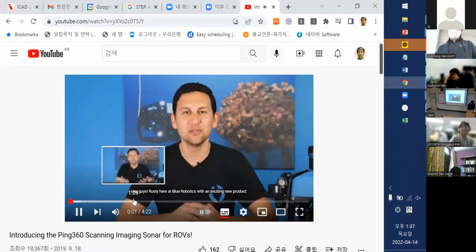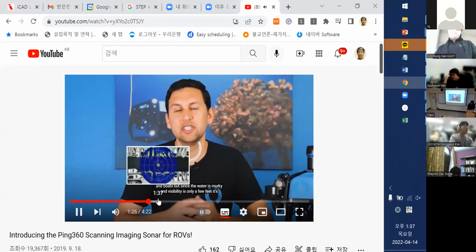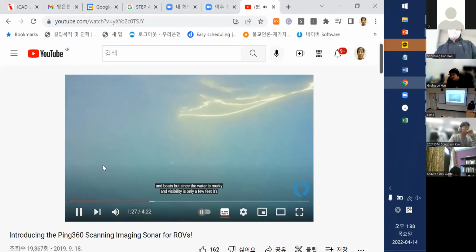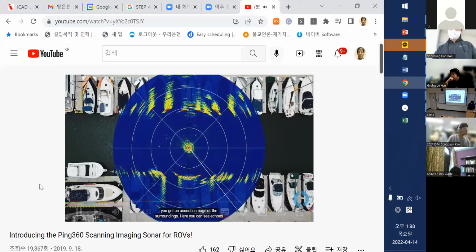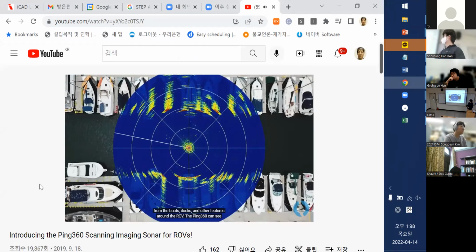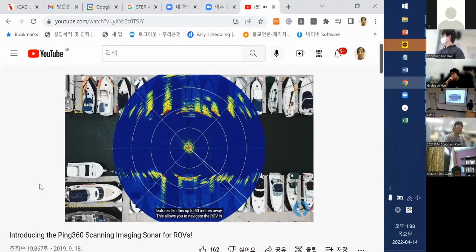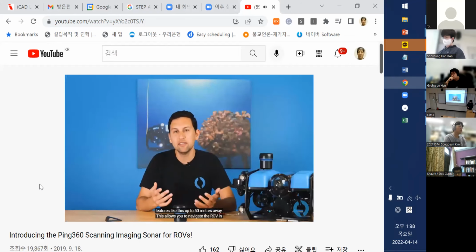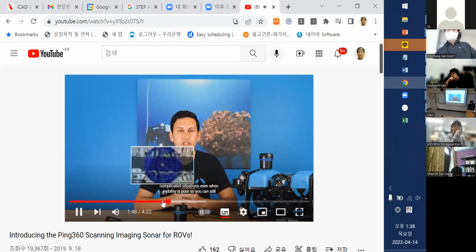Hey guys, Rusty here at Blue Robotics. With an ROV like the Blue ROV2, the visibility is only a few feet. It's difficult to get around in the ROV. When you add the Ping 360 scanning sonar to the mix, you get an acoustic image of the surroundings. Here, you can see echoes from the boats, docks, and other features around the ROV. The Ping 360 can see features like this up to 50 meters away. This allows you to navigate the ROV in complicated situations, even when visibility is poor, so you can stay meters away.